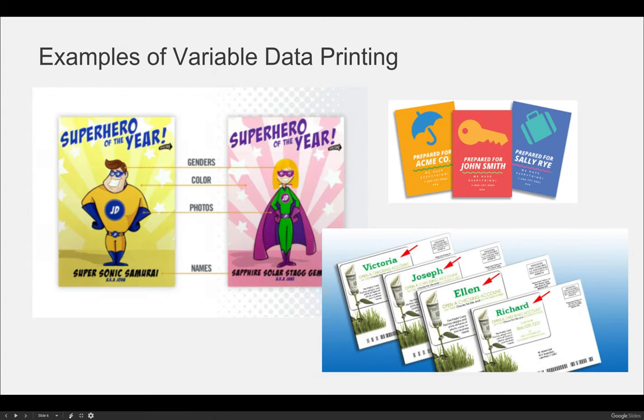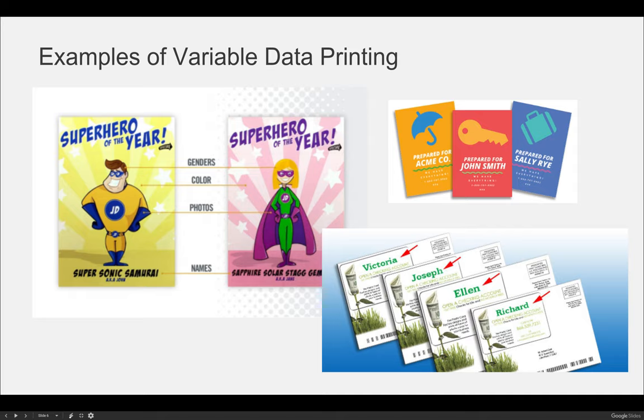Here are some additional examples, and you can see that we're getting more personalized here. If you look at the example in the top right-hand corner, we can change the color of the background. We can change the imagery that appears. Is it an umbrella, a key, or a suitcase? It changes the name that's receiving it: Acme Company, John Smith, Sally Rye, and all the information below that can be personalized as well. We've, once again, in the bottom right-hand corner, changed names and things like that.